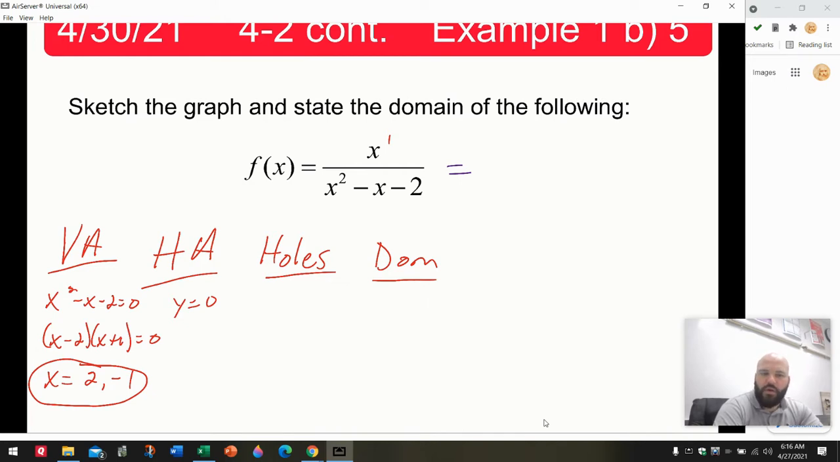Now, as far as holes go, holes happen when the numerator and the denominator have a common factor that cancels out. And in this case, there are none. So there is no common factor that cancels, therefore we write none.